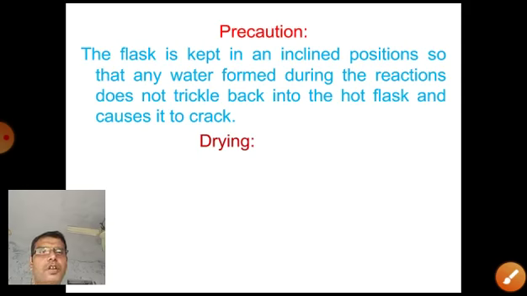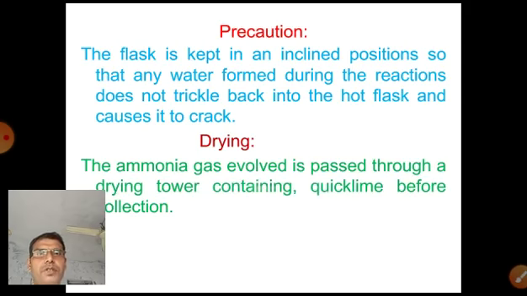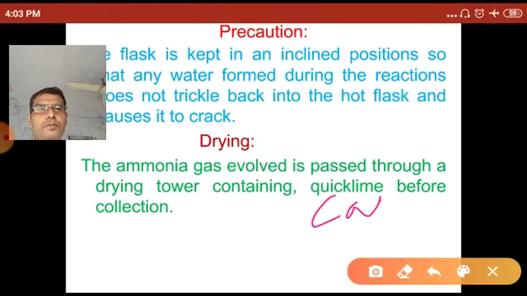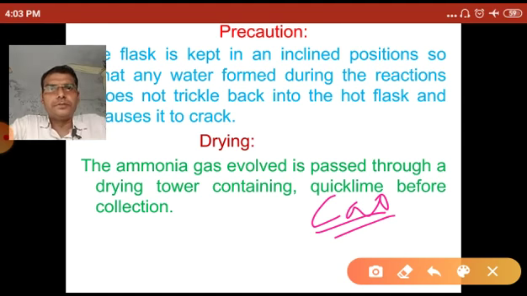Now, drying of the ammonia after formation of the ammonia gas. During this process, the ammonia gas evolved passes through a drying tower. That drying tower contains quicklime, CaO, and CaO is a good drying agent. So the quicklime absorbs the moisture present in the ammonia gas released from the flask.